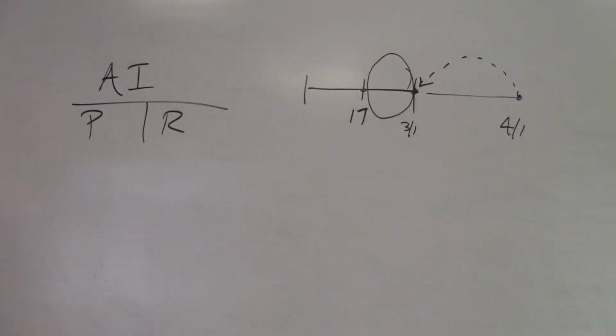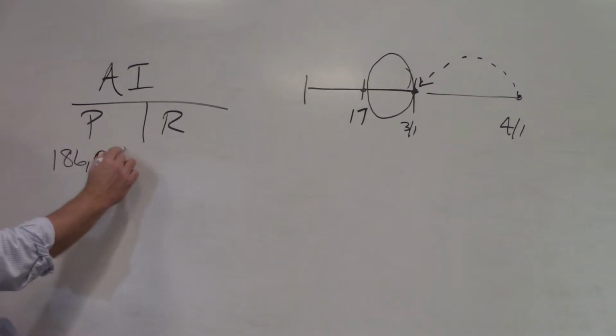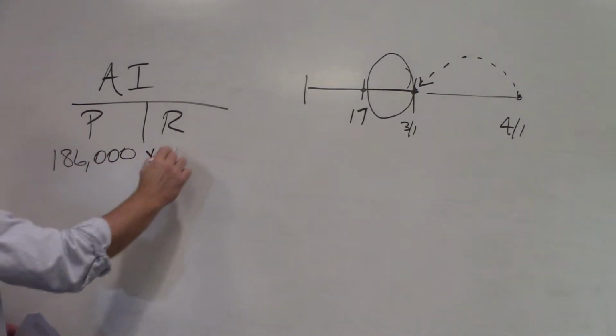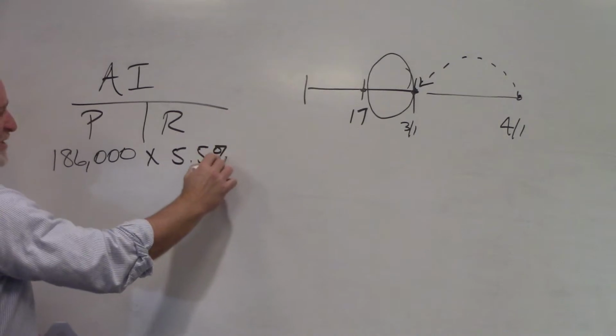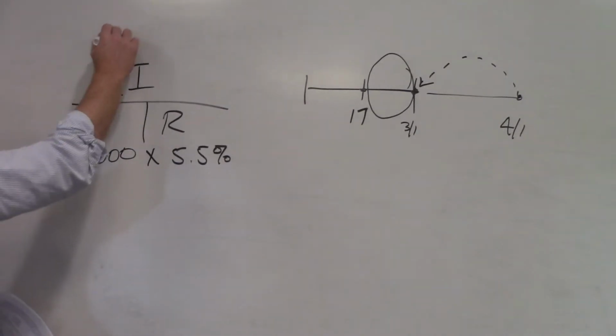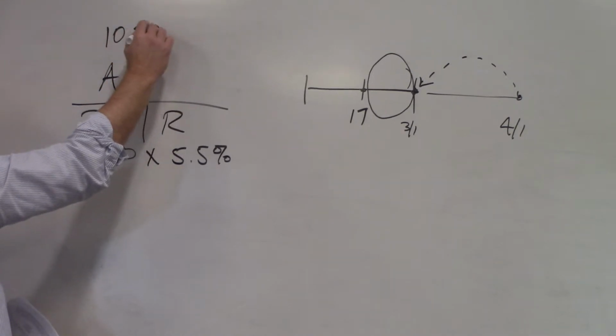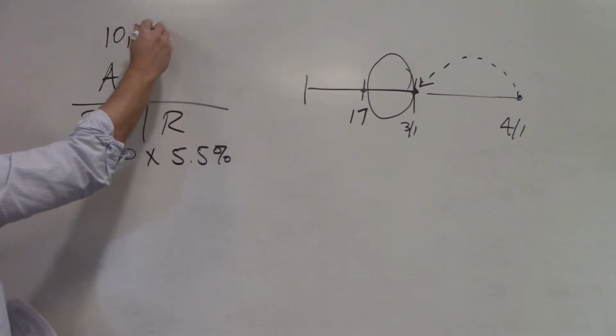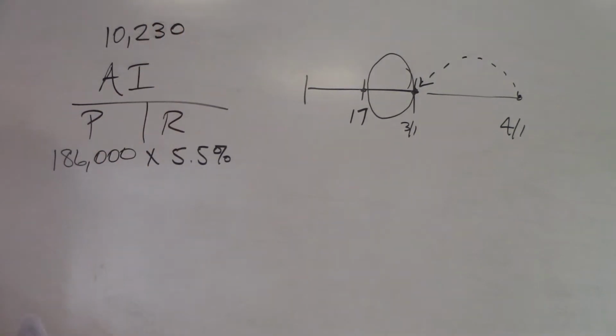So let's go to our formula. Do we know what the buyer's initial principal is? Yes, it's 186,000. Do we know what his initial rate is? 5.5%. Now somebody punch this into their calculator for me, please. 186,000 times 5.5%. Give me that number. 10,230. But that represents your annual interest. It's good to know that number. Having said that, that's not the number we're looking for.